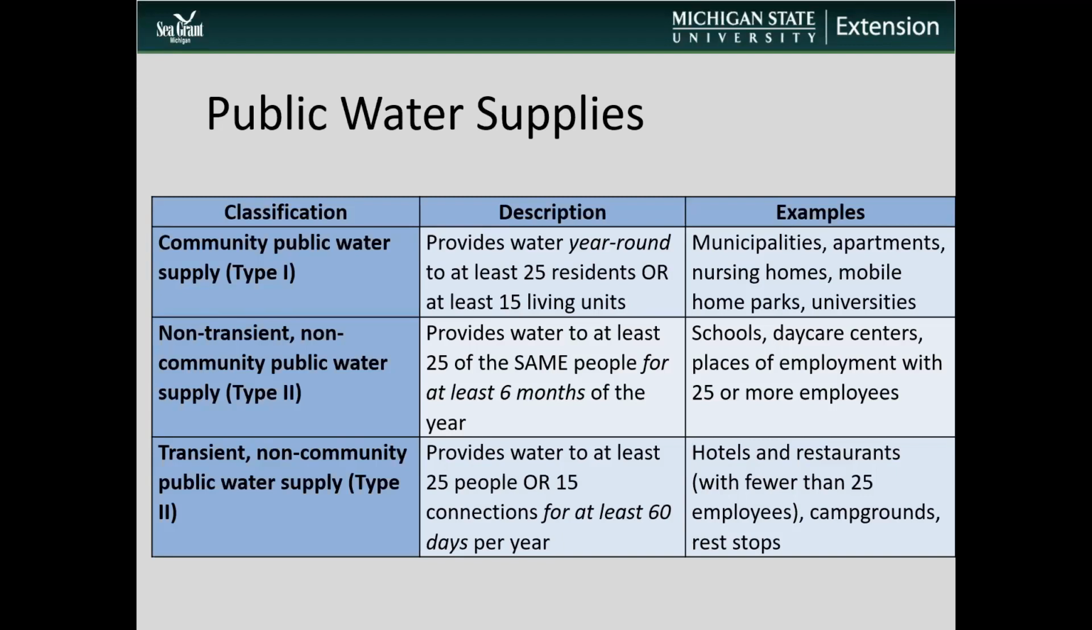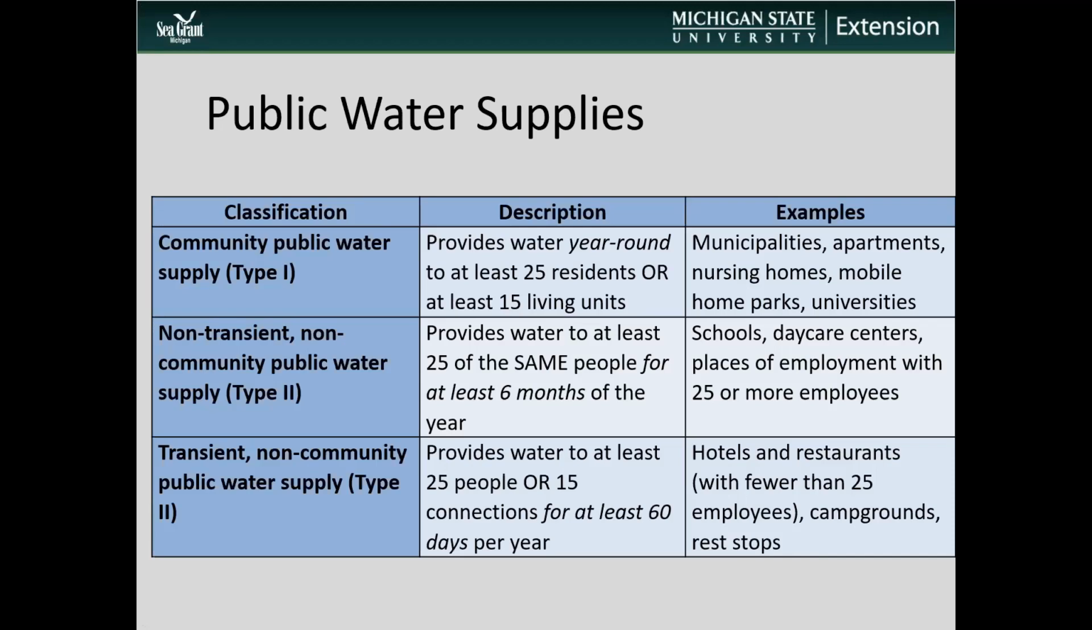We further divide non-community supplies into whether it's the same people that are drinking the water, like in the case of a school or a daycare center, and people who are passing through, who are transient, such as people on vacation, stopping at a gas station, or staying at a hotel. But really, I just want you to get the idea that we have community supplies and non-community supplies. And I'm going to show you some maps of our public supply systems.